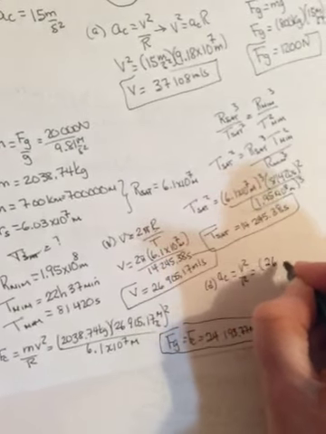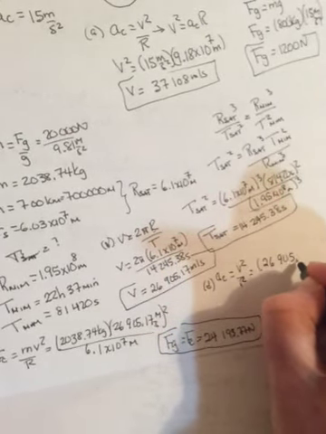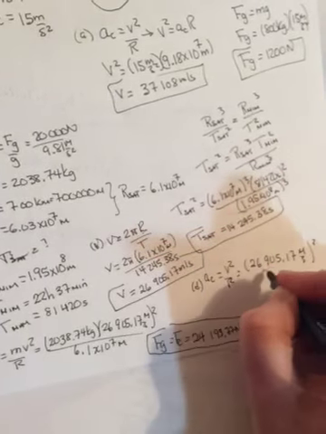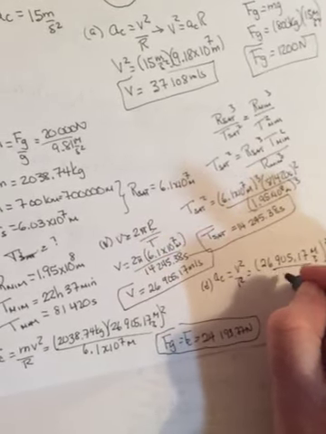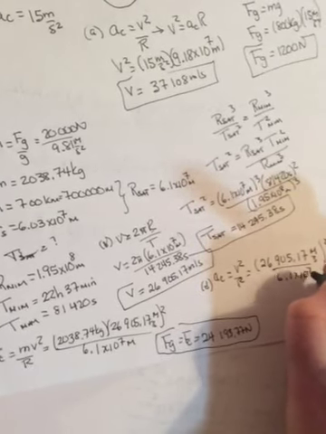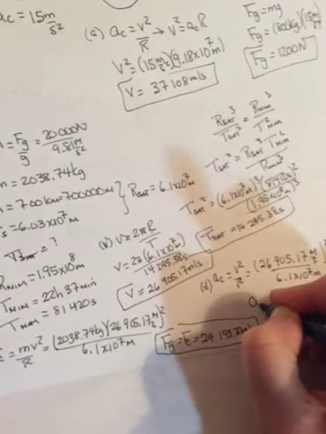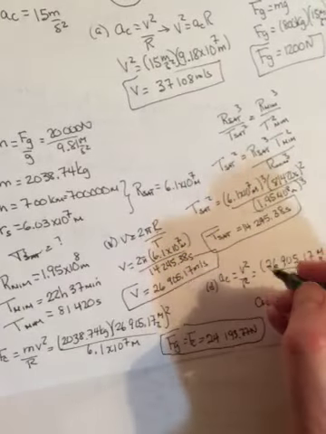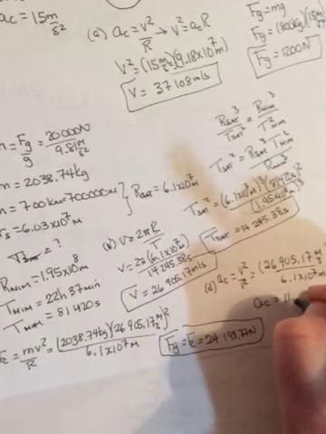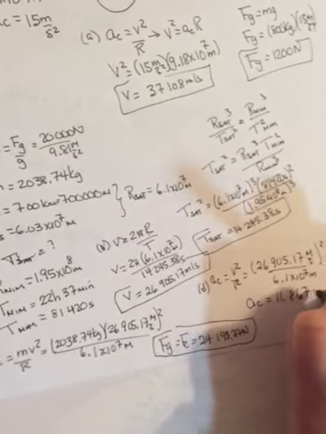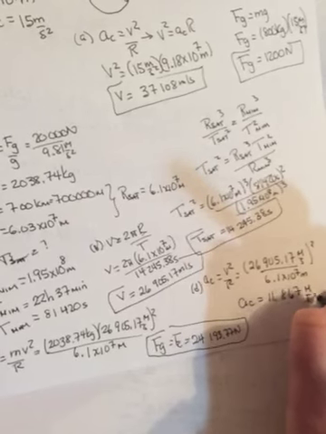So 26,905.17 meters per second squared over 6.1 times 10 to the 7th meters. And you should get an AC of 11.867 meters per second squared.